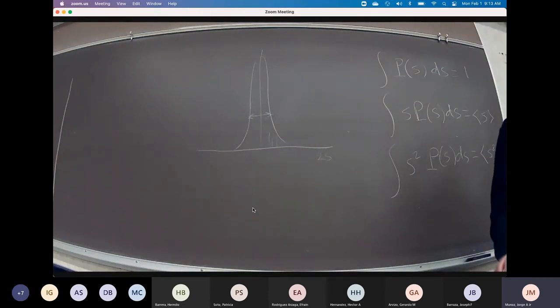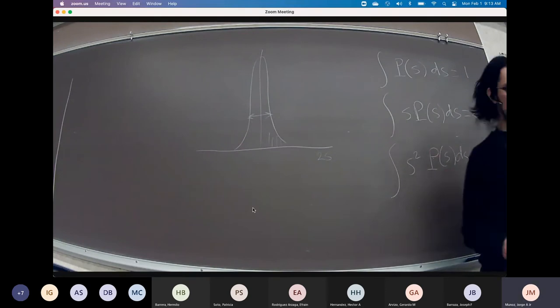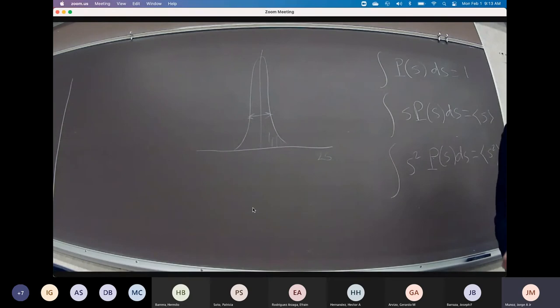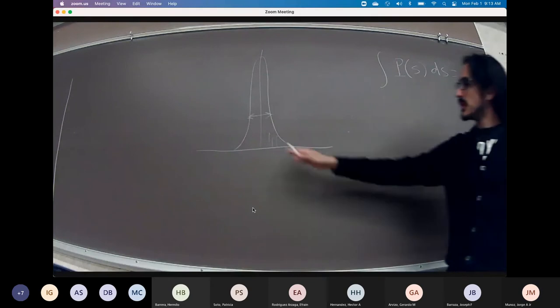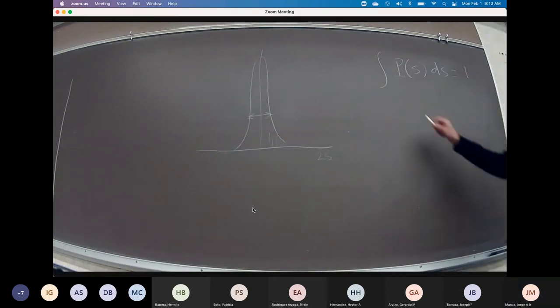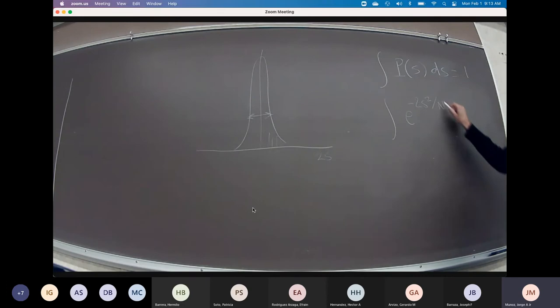When you have a magnet with different spins, we looked at the zeroth moment. Maybe I will do it again because I did it very quickly last time. So the probability distribution of the magnets is e to the negative 2s squared divided by n ds.